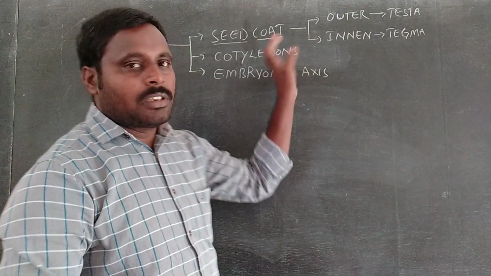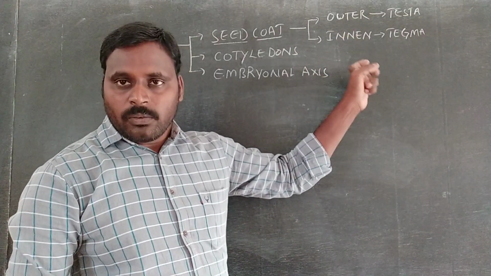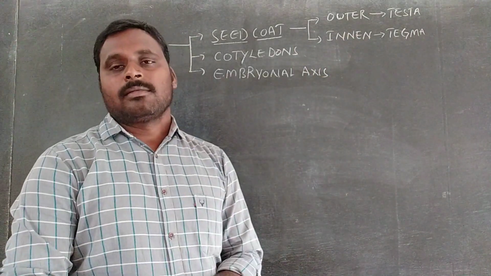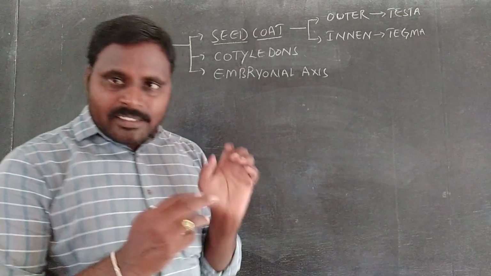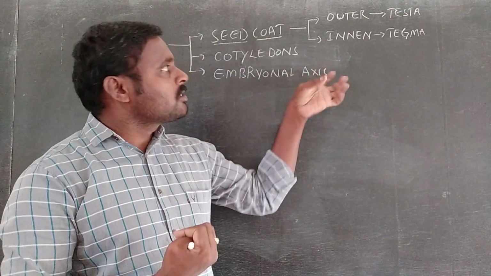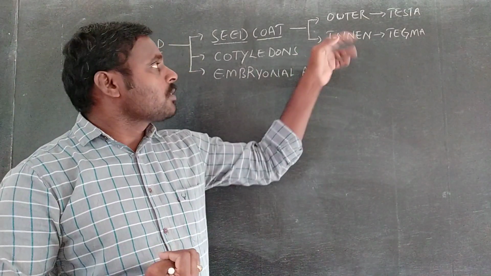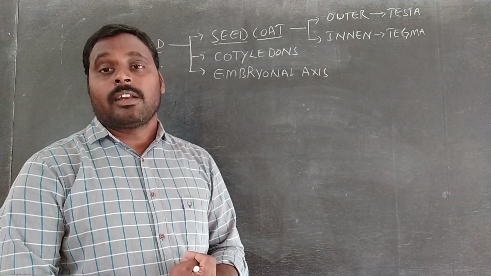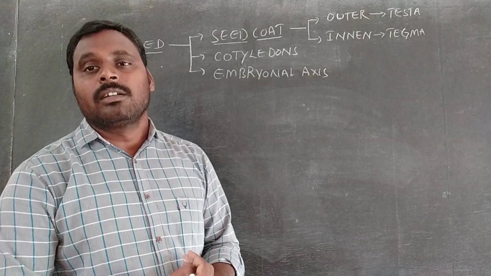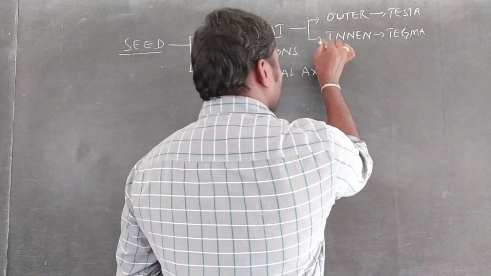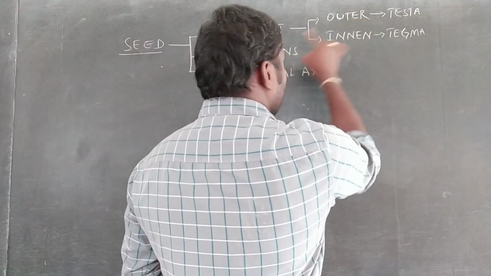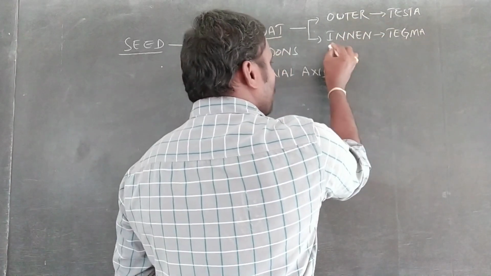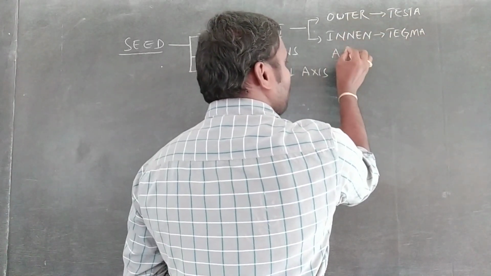These two are tough protective layers. But in some members of the angiosperms, in addition to the outer and inner seed coats, a third integument is present. This third protective layer is called the aril.